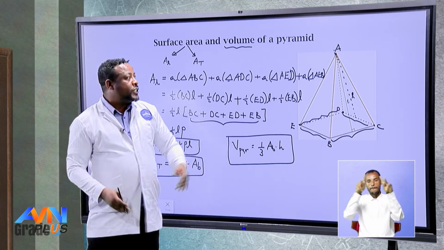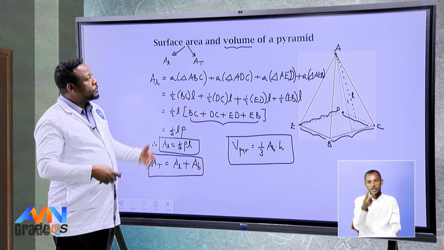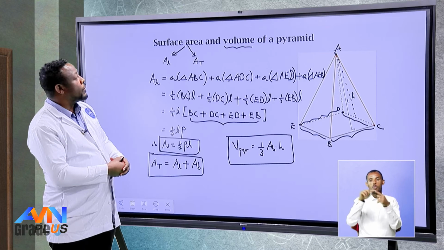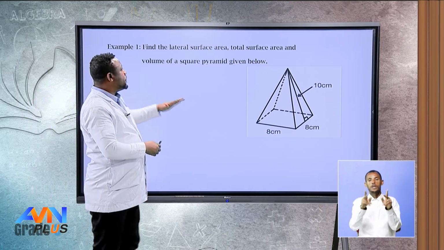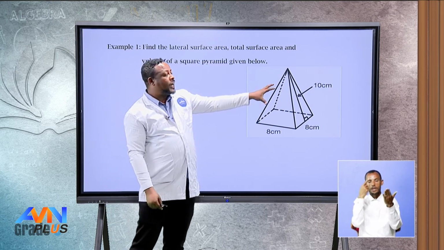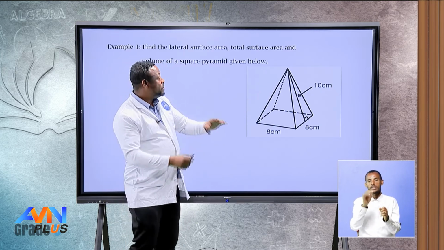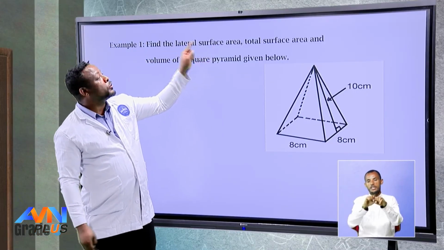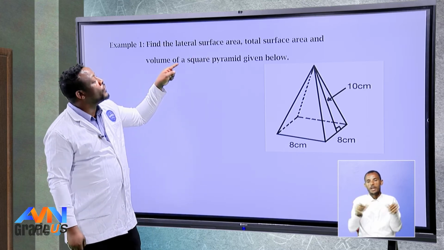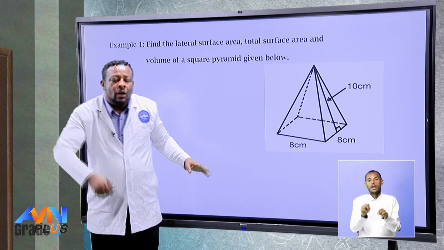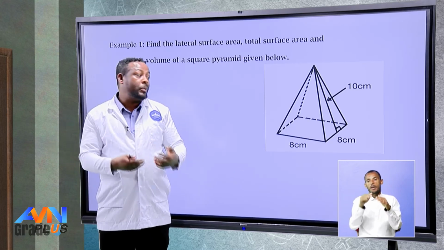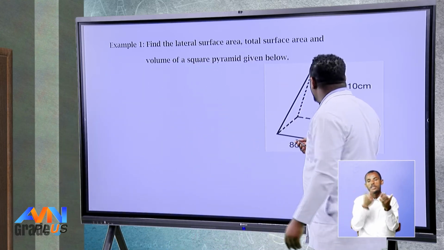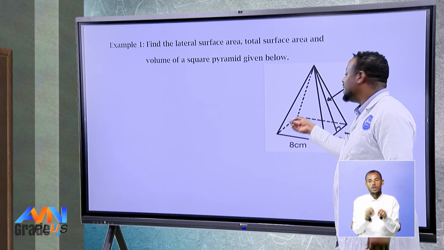So let's see now examples related to measurements of a pyramid. Now let's see the first example. Here you can see there is a pyramid. Let me read what the example is saying. Find the lateral surface area, the total surface area, and the volume of the square pyramid given below. We can specifically name the pyramid depending on the nature of the base. Here we call this pyramid a square pyramid because the base of this pyramid is a square.